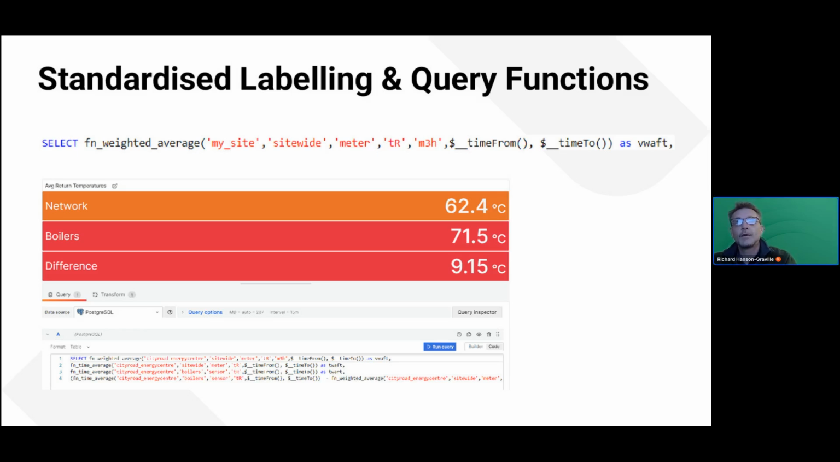These back-end systems allow you to perform standardized queries, so that you can present your data pretty much through any front end system that has access to a standard, say, Postgres database through a single function. So this is a volume weighted average temperature for my site. I want the site-wide heat meter. I want the return temperature weighted by the volume flow. And then these are presented in KPIs.